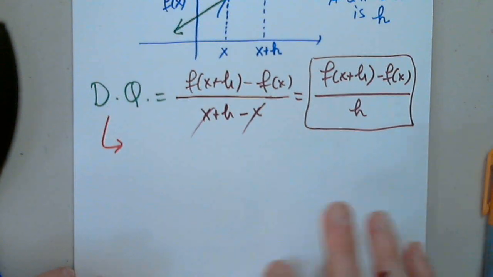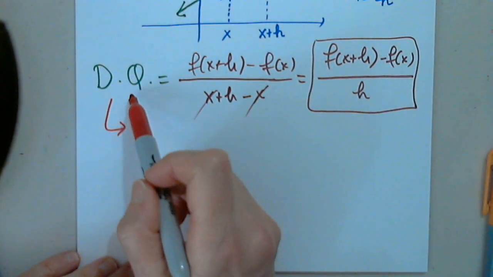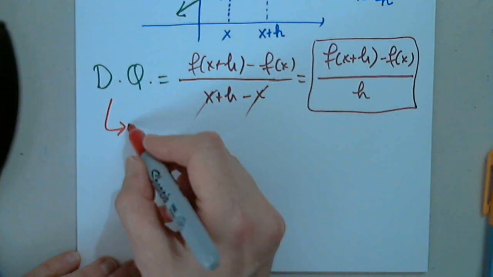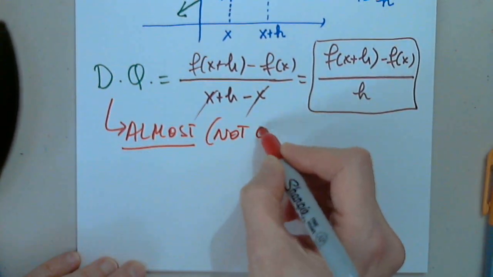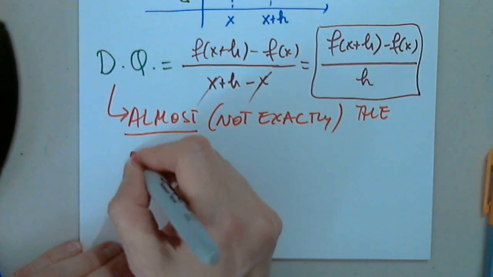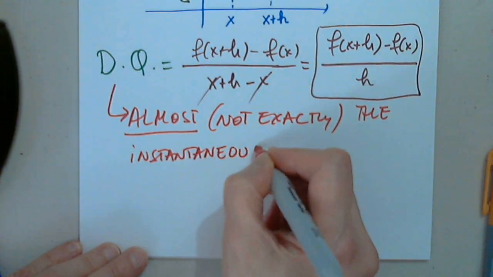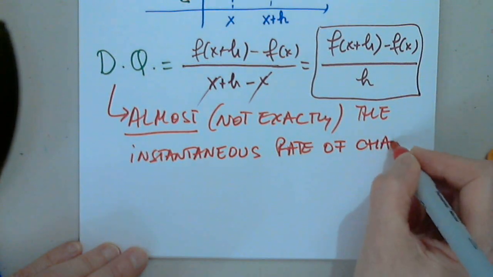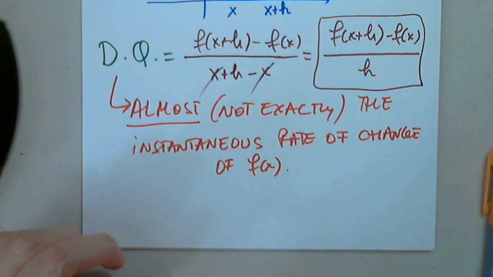So I know I have to stop. I just want to write what this means, and I'll stop, promise. Okay, so the difference quotient, because Q is so close here, this is almost, not exactly, the instantaneous rate of change of function f of x. Almost.